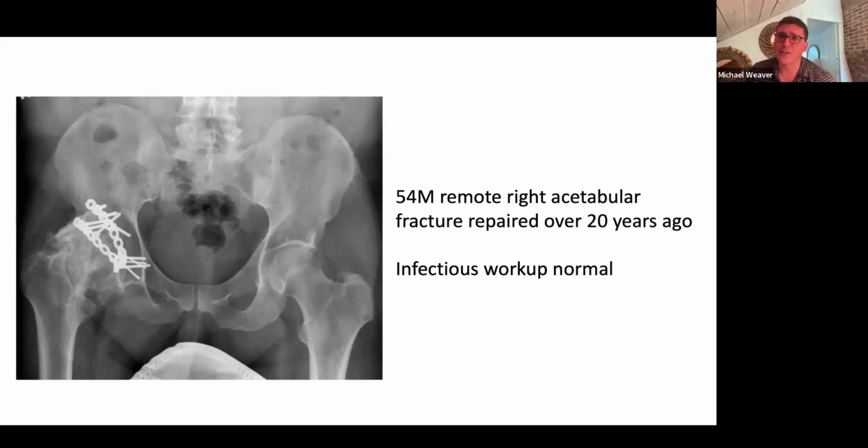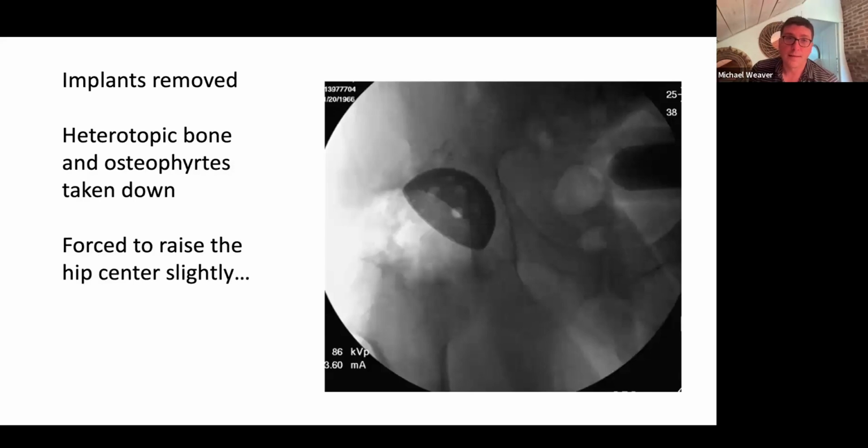A little bit more challenging conversion following an acetabular fracture. This is a 54-year-old gentleman. He had a remote history of an acetabular fracture, much more deformity here and some heterotopic bone. But fortunately, his infectious workup was negative. And so again, when possible, remove the implants. It's important to take down all the heterotopic bone and osteophytes you can. You can see there's quite a lot here.